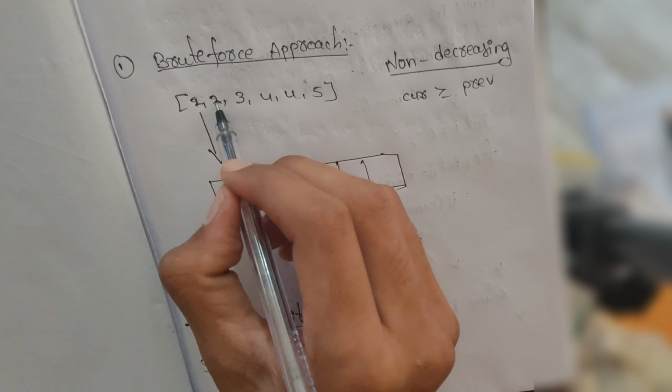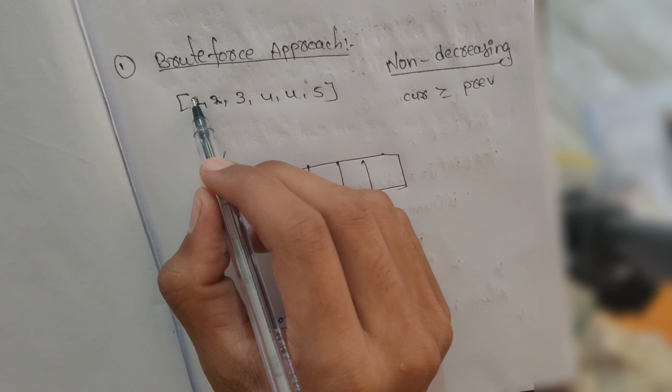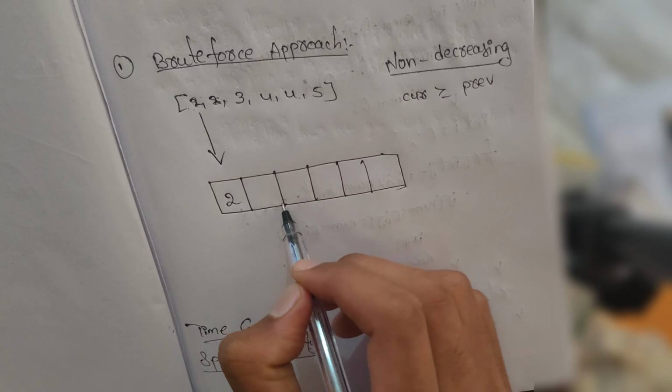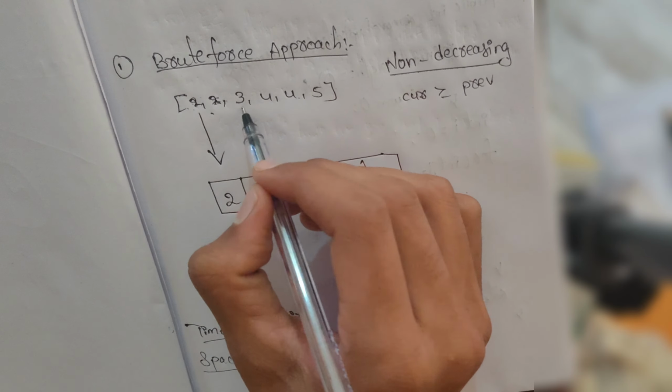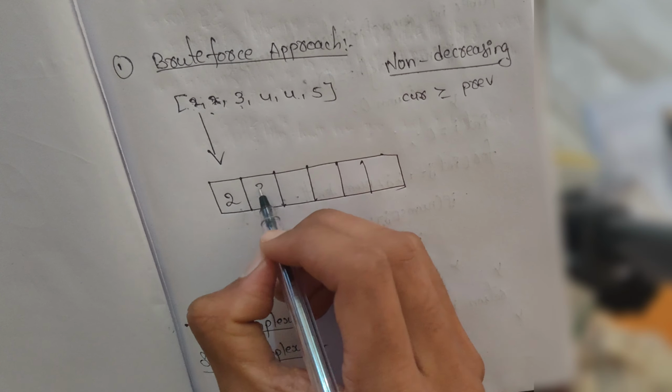And now coming to the second element. The second element we have to compare with the previous element, right? It is equal to the previous element. So we should not add this element to the new array. So I am ignoring this element and coming to this element. Now 3. So 3 and 2 are not equal, right? So I am placing 3 here.